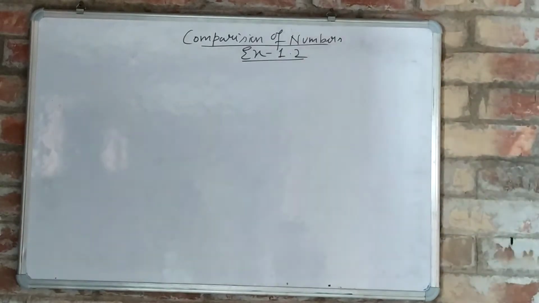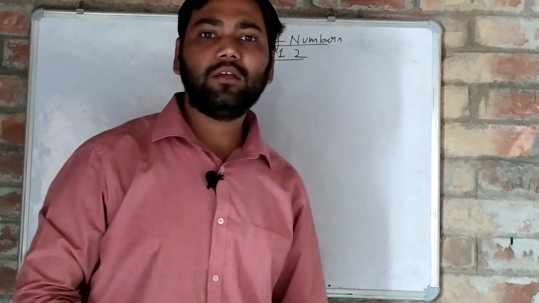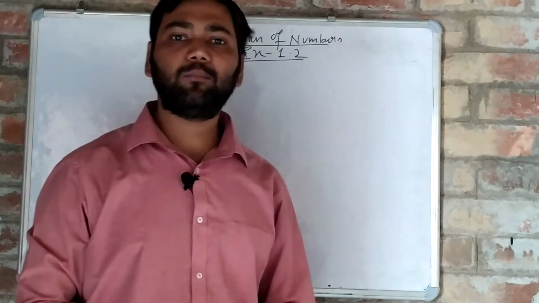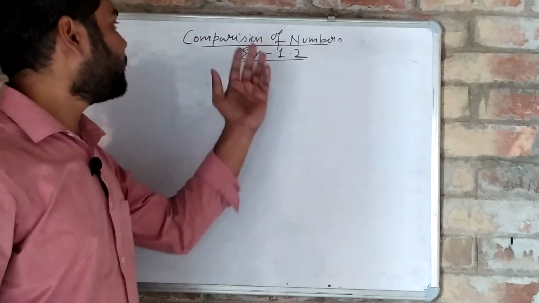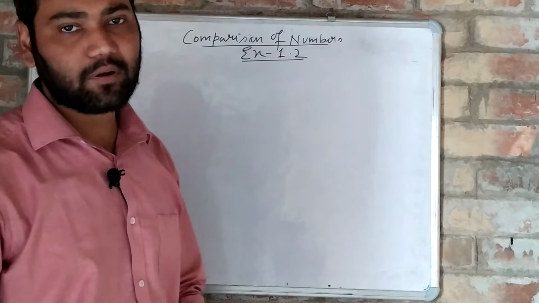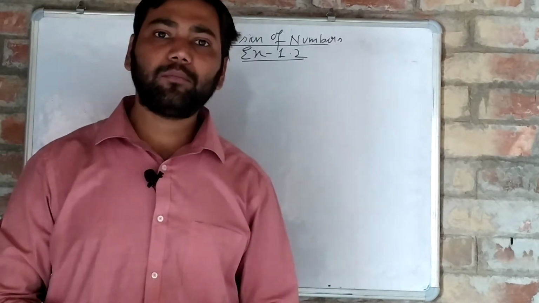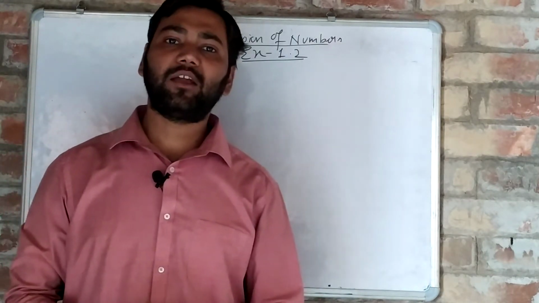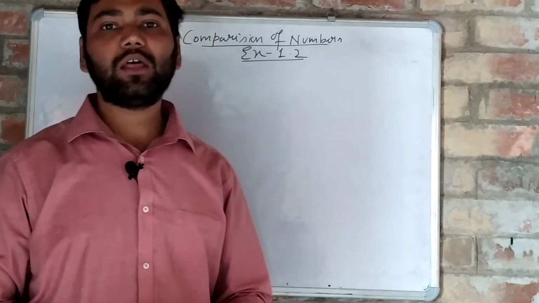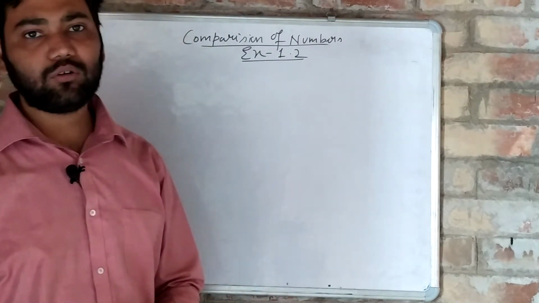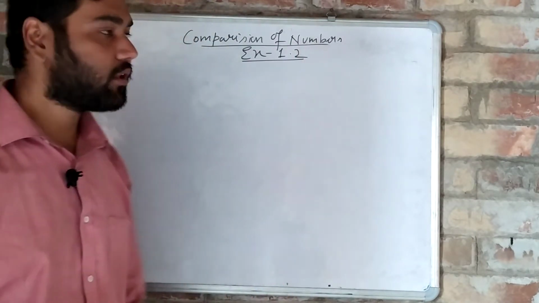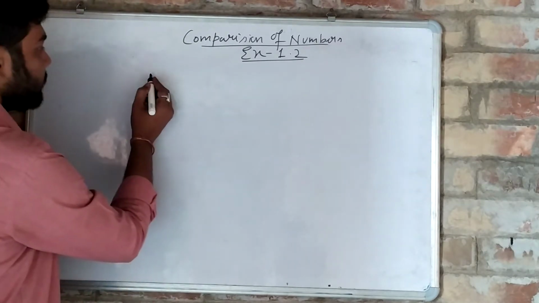Good morning students. Today we will study exercise 1.2, which is based on comparison of numbers. In your primary classes, that means from 1 to 5, you have thoroughly learned about a few symbols. So let us discuss those symbols.